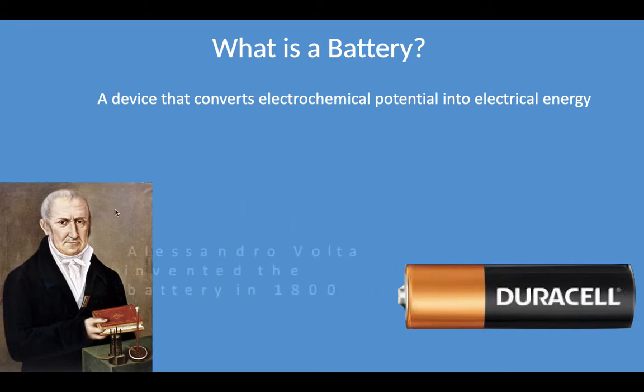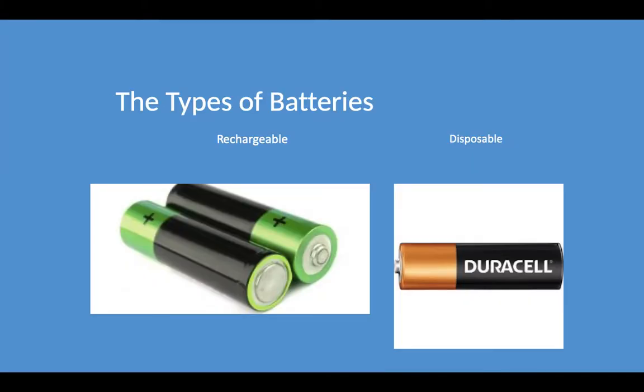And so Alexander Volta invented the battery in 1800, and he invented it with a famous experiment which I'll be talking about in this video. So there are two major types of batteries: rechargeable and disposable batteries. There are many different types of disposable, including lithium, zinc, alkaline, and much more. We also have many types of rechargeable, including lithium ion, lead acid, and much more.